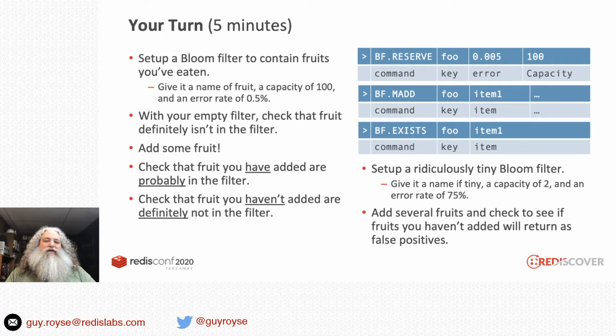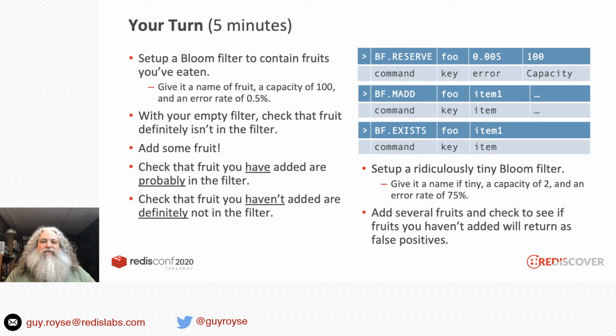And then check that your filter's empty and say, hey, these fruits aren't in there. Add some fruit. Check that fruit you have added are probably in the filter. You can't know for sure, but you can, with 99.5% accuracy, know that they are. Check that fruits you haven't added are definitely not in the filter. And so if you haven't added banana, you check for banana, and it's not there, it's not there.